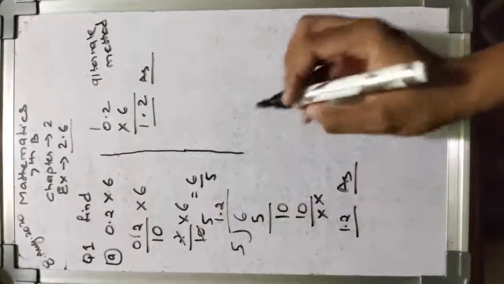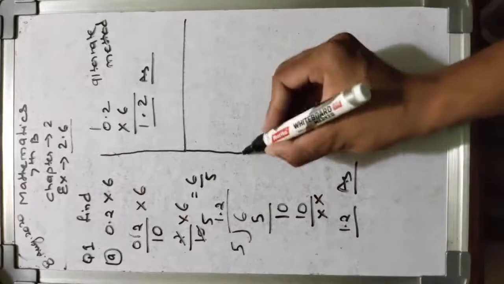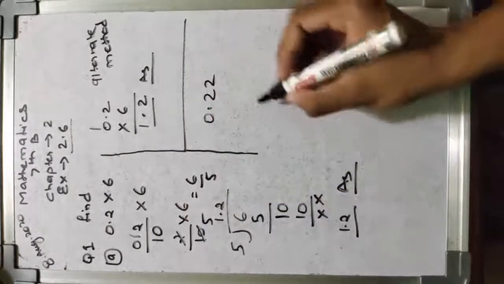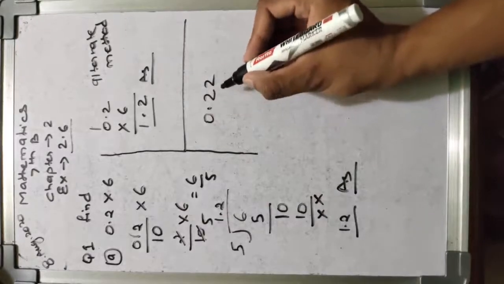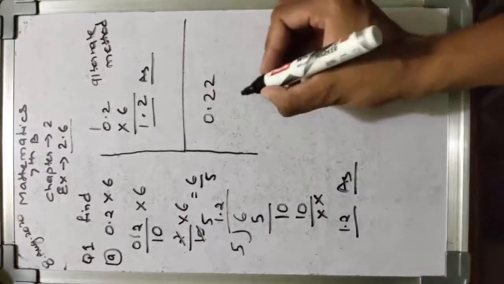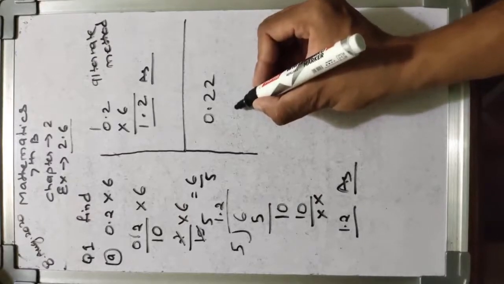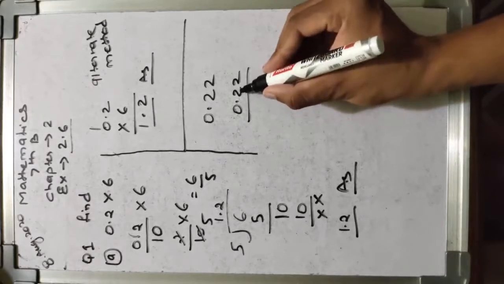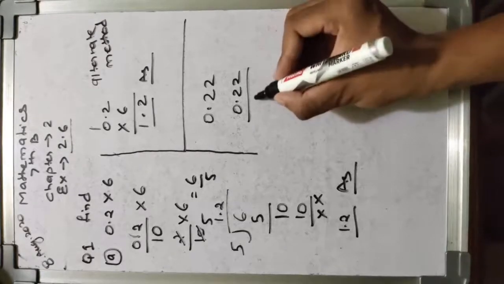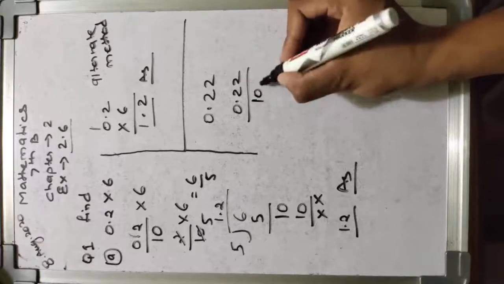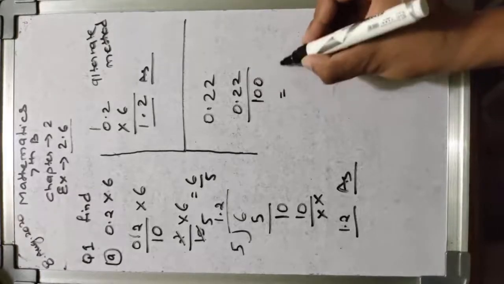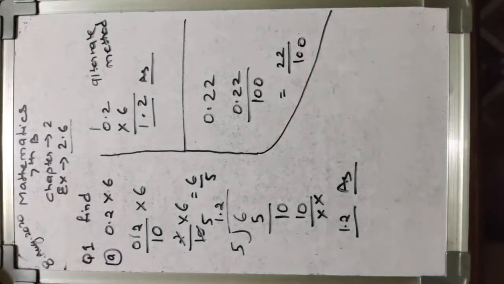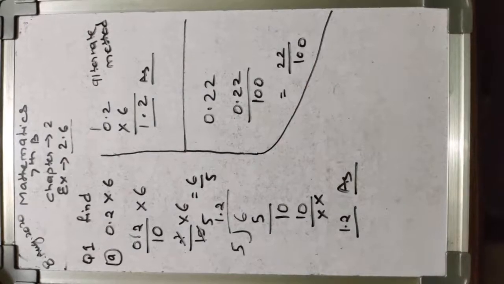If there are two digits, I'm taking another example. If there was 0.22, how will you convert this 0.22 into a natural number? By dividing it by 100. Why 100? Because there are two digits after the decimal. So one 0 for this one and the second 0 for this one. So it will become 22 upon 100. I hope you understand how to solve these questions.